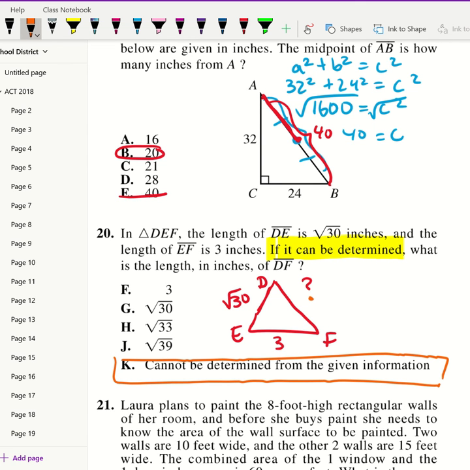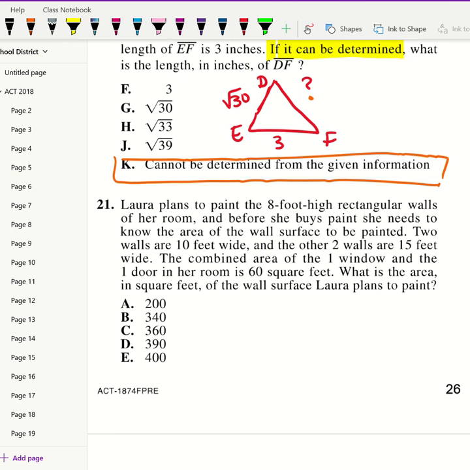All right, number 21. Laura plans to paint the 8-foot-high rectangular walls of her room. Before she buys paint, she needs to know the area of the wall surface that she wants to paint. 2 of the walls are 10 feet wide. The other walls are 15 feet wide. And then we have a window and a door, and together their combined area is 60 square feet. We are not going to be painting the window and the door. We want to find out the wall surface that Laura would need to paint.